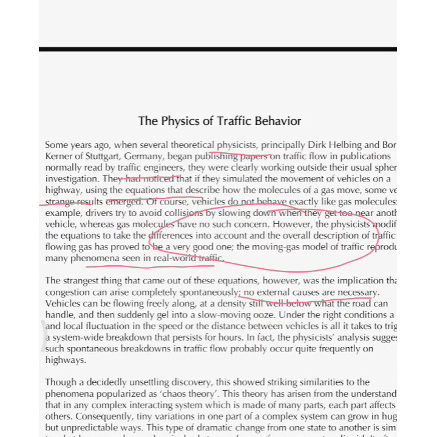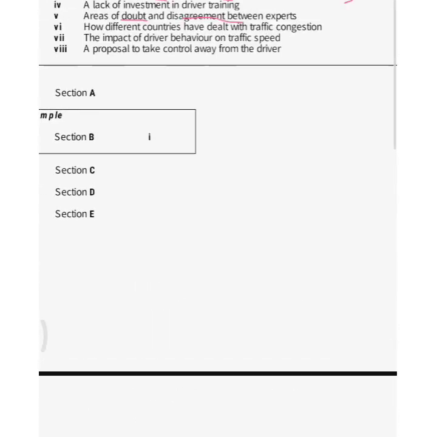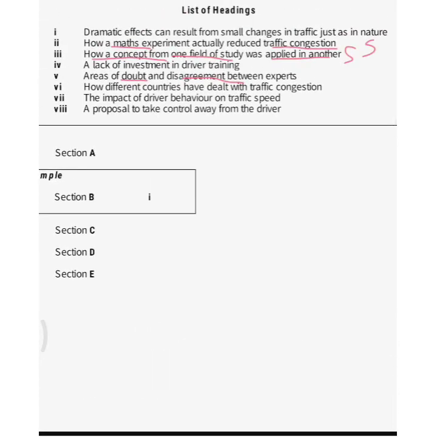So what I believe is that we should jump to the areas that we should read. Now we should read the headings and then decide what can be there. Read from above, as sometimes they are in an order, but headings are never in an order. But I would say for the first paragraph you should start from the top. How a maths experiment actually reduced traffic. There was no maths experiment given, but yes, there was a study.